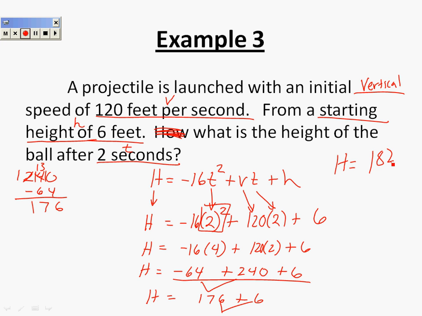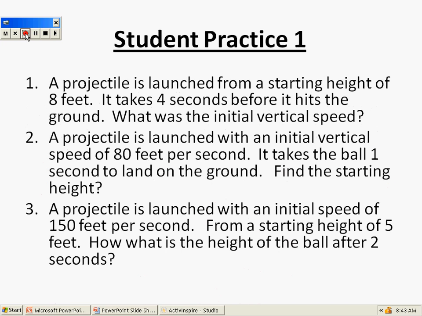What's the units? 182 what? Okay, so we know h represents its height, which in this case is not its starting height, but how high up in the air it is. So if we're talking about how high up it is, what's the units? Feet, seconds, or feet per second? It's feet. That's how high up in the air it is, 182 feet. So here's a couple for you guys. We already did number 2 earlier, but I'd like you guys to hit up 1 and 3 now.